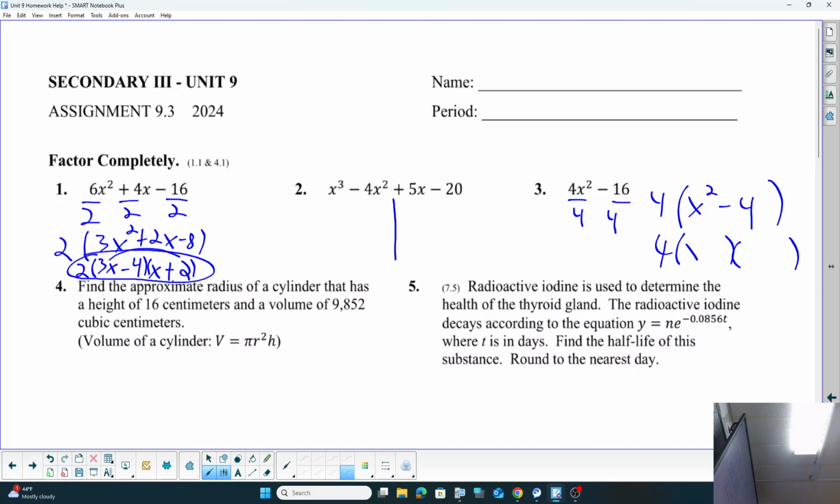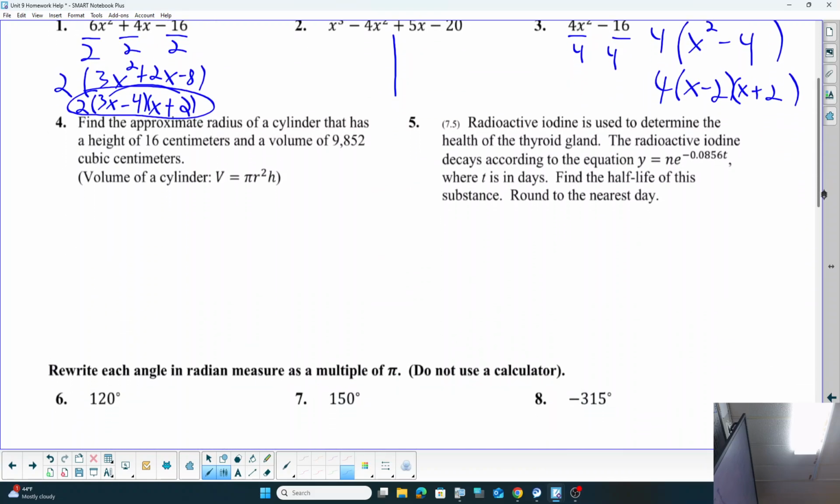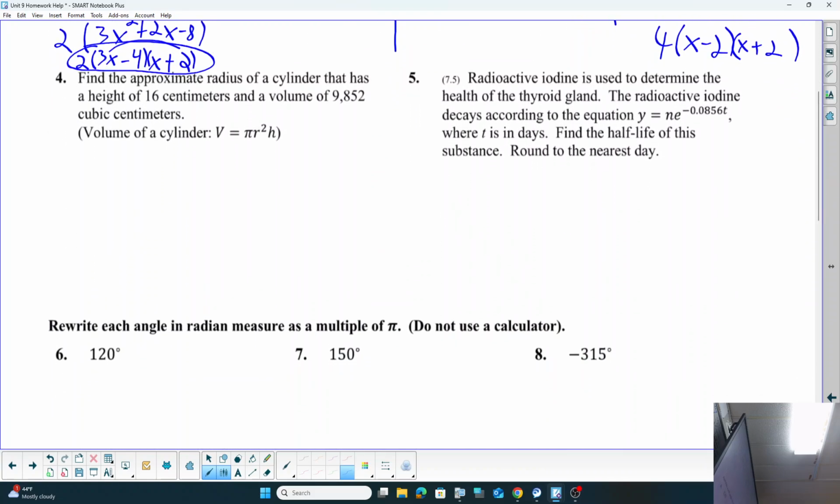So factor it more. Pause me. Try it on your own first. Let's see here.